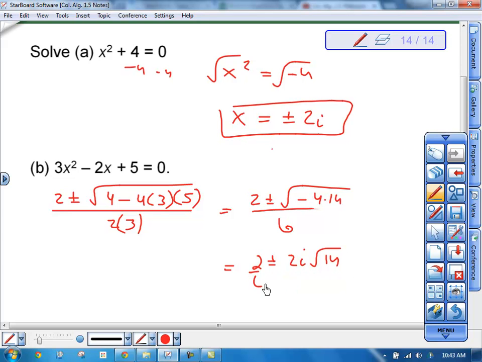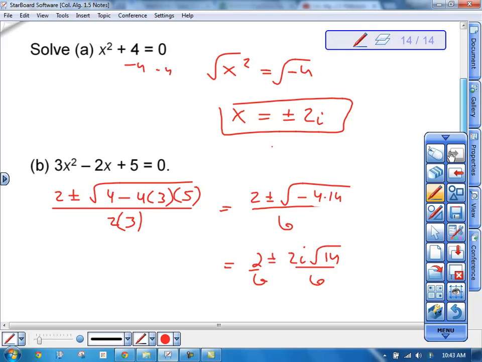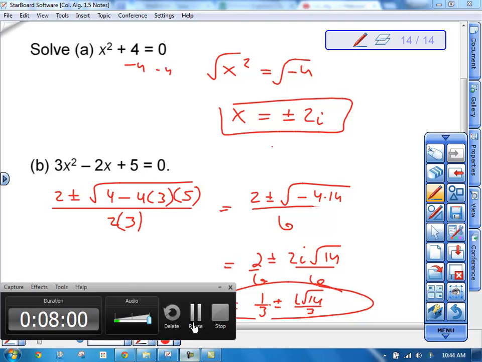So you could divide the 6 into both of them and simplify it a little bit more. This would then be 1/3 plus or minus i square root of 14 over 3. So now it's in standard form, a plus bi and a minus bi, but there are two solutions. They're both complex numbers for that one. Okay, so these do have some applications for solving polynomials with non-real solutions.